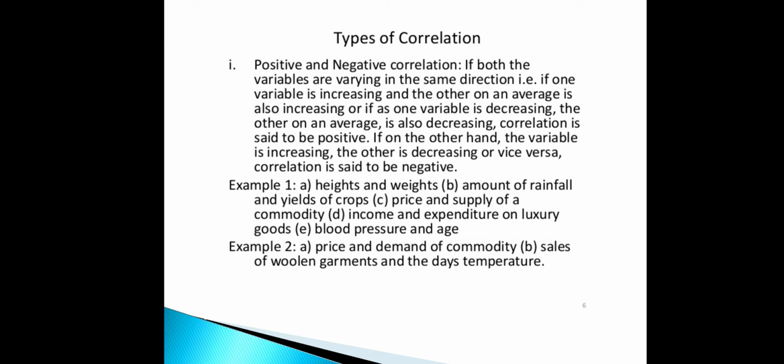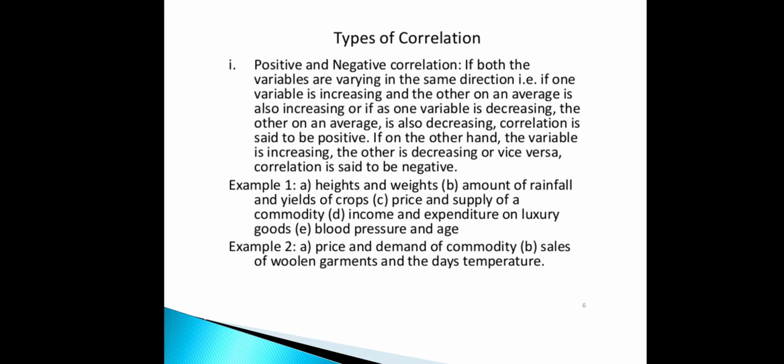On the other hand, if one variable increases and the other decreases, or vice versa, then correlation is said to be negative. For example, heights and weights. If the height of a person increases, weight also increases, so height and weight are positively correlated. Amount of rainfall and yield of crops: if you get a good amount of rainfall, then we get a good yield. So this is a positive correlation. Price and supply of a commodity, income and expenditure on luxury goods, blood pressure and age, etc. These are all positively correlated variables.